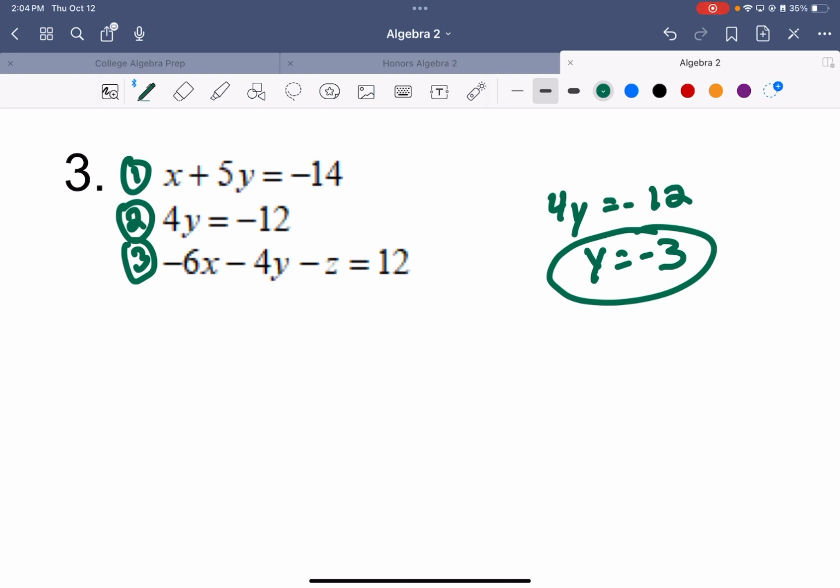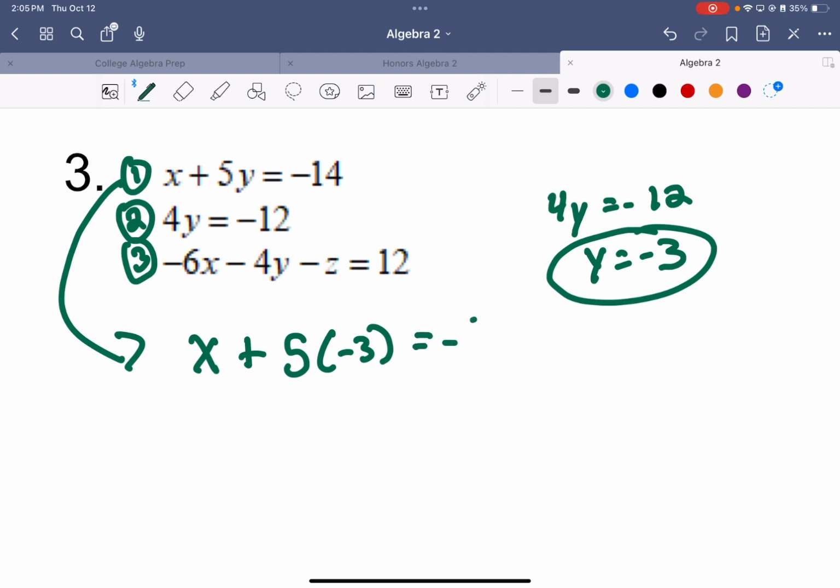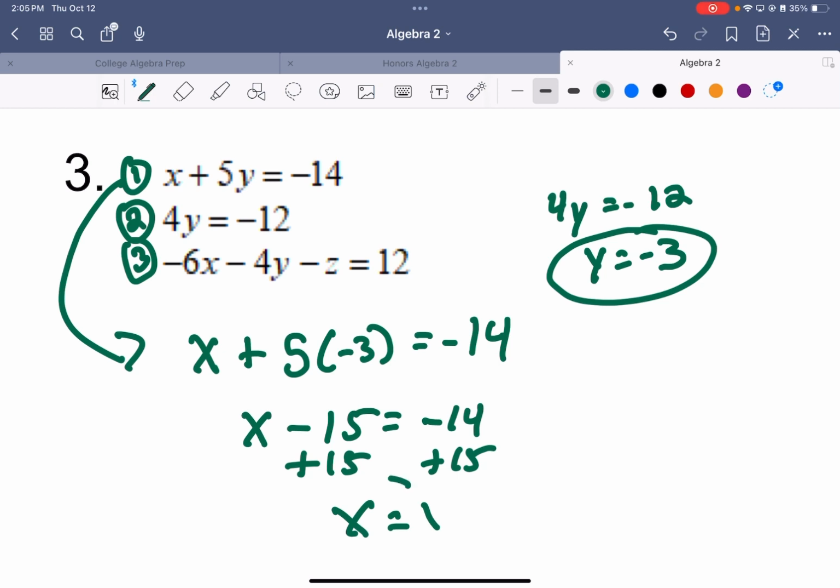I could do that with equation 3 too, and we're going to do it eventually. But I'd still have two unknowns. I don't know what x is yet. But if I put it into equation 1, I can solve it. And it makes life a little bit easier. Okay, so we're going to go down here. So x plus 5 times negative 3 equals negative 14. X minus 15 equals negative 14. Add 15 to both sides. X is equal to 1.